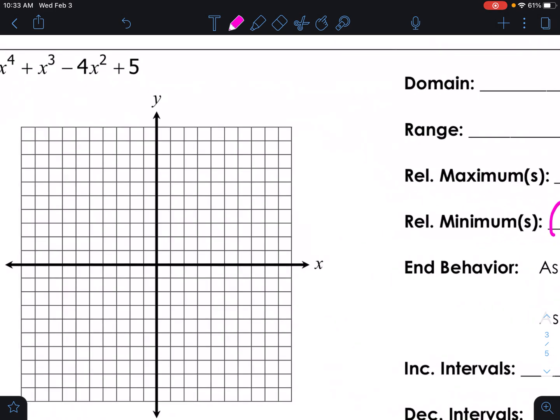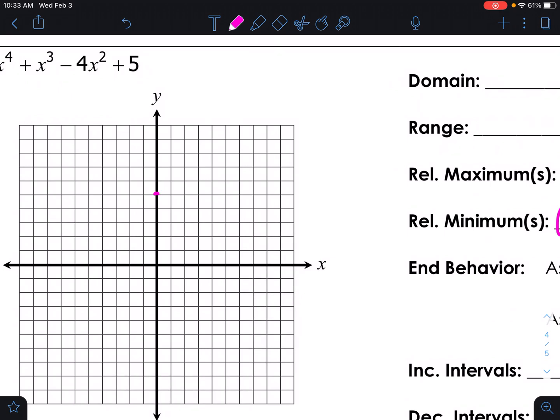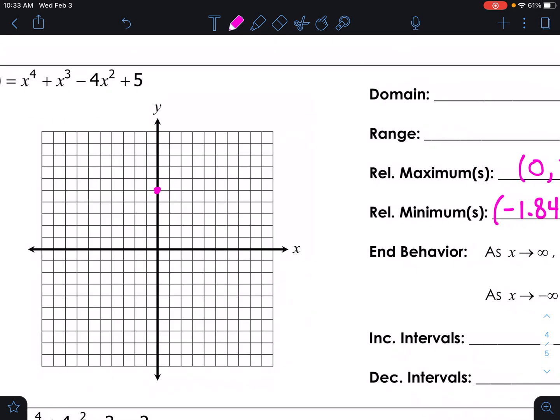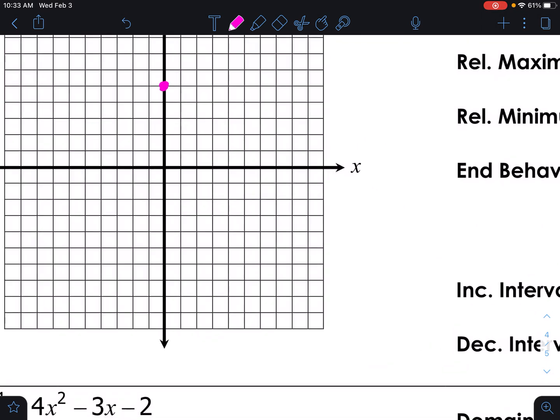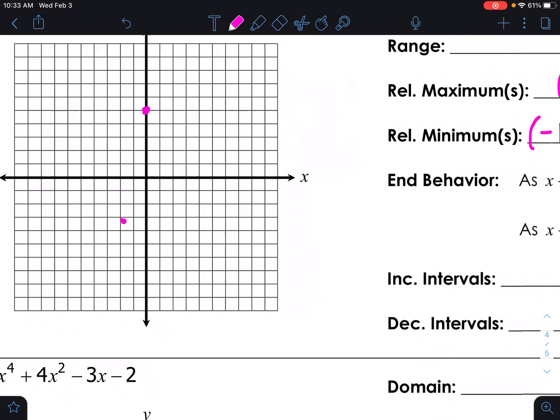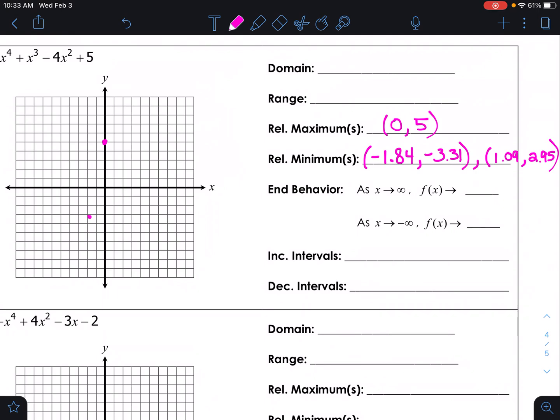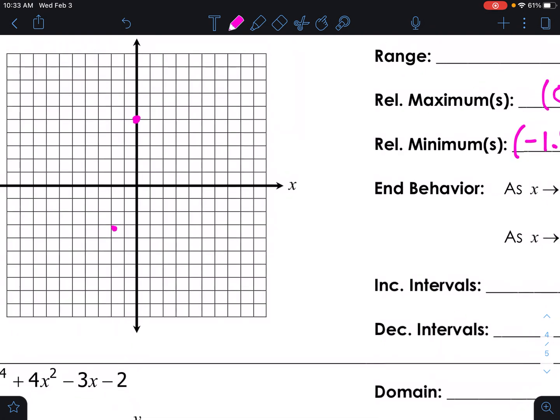Okay. So 0, 5. That's pretty easy to do. That's right there. Negative 1.84, and negative 3.31. Okay, negative 1.84, negative 3, somewhere in that neighborhood. Try to be as accurate as you can on these iPads. And then 1.09 and 2.95.